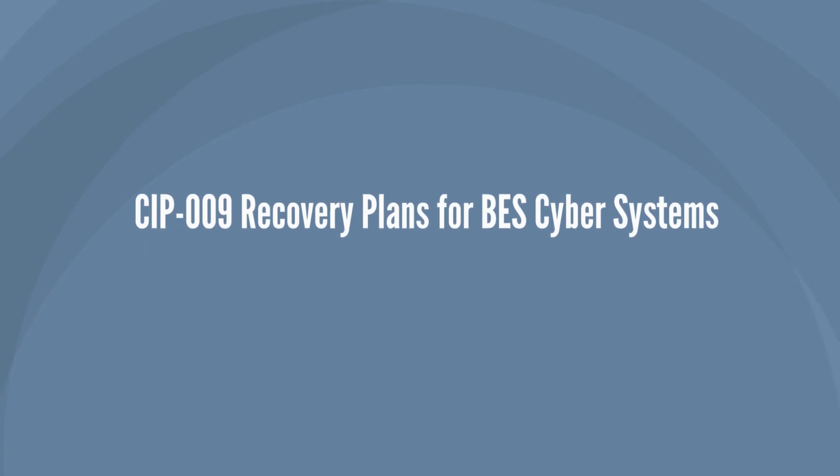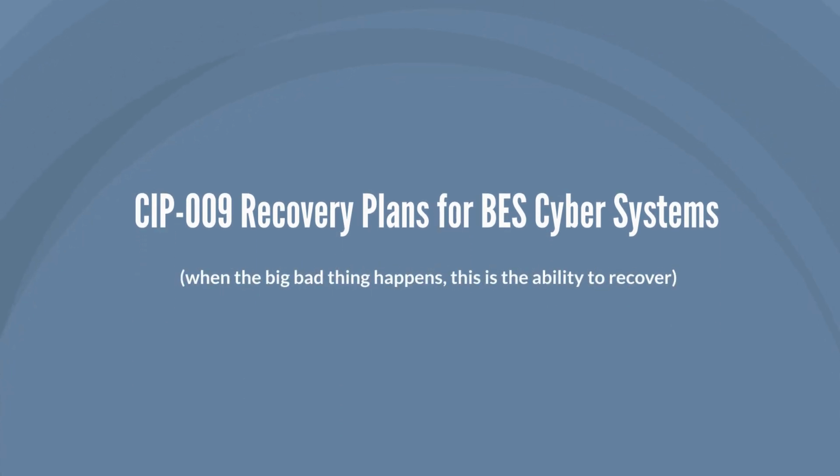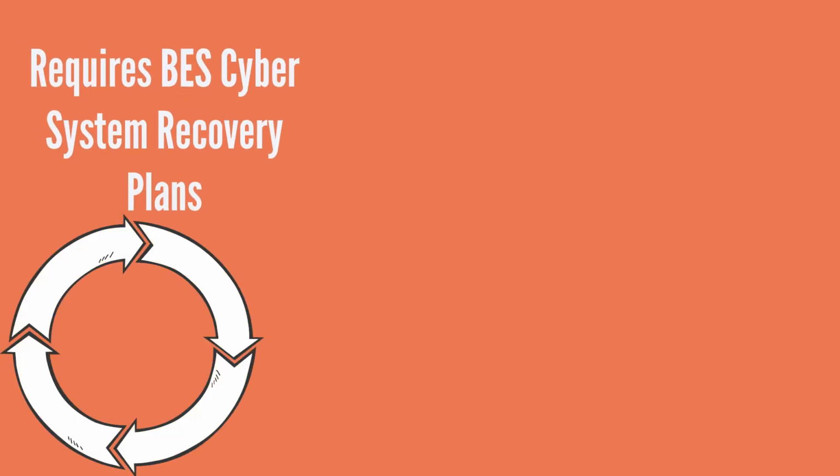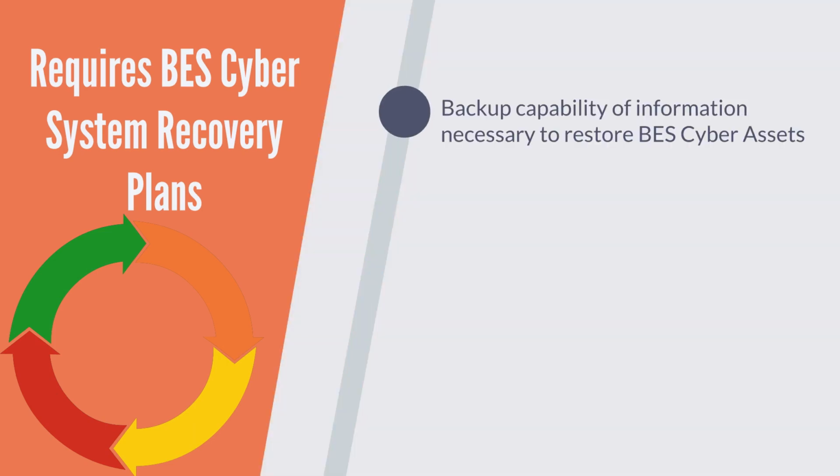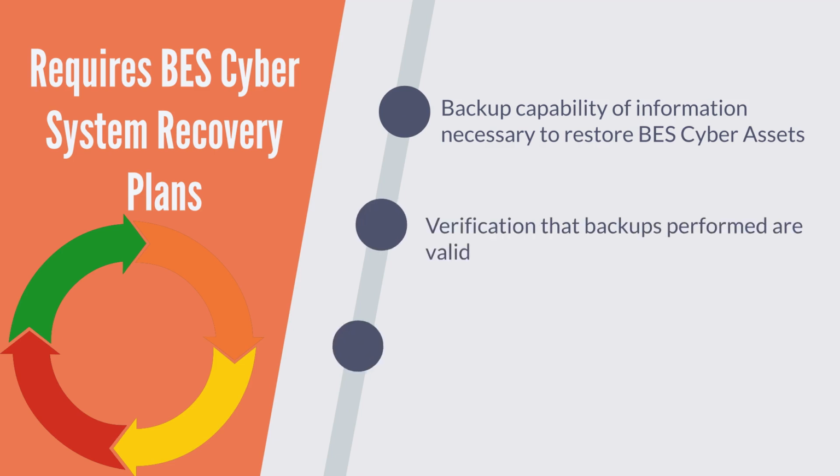CIP 9, Recovery Plans for BES cyber systems. When the big bad thing happens, this is the ability to recover. Requires BES cyber system recovery plans. Backup capability of information necessary to restore BES cyber assets. Verification that backups performed are valid. Test and update recovery plans.